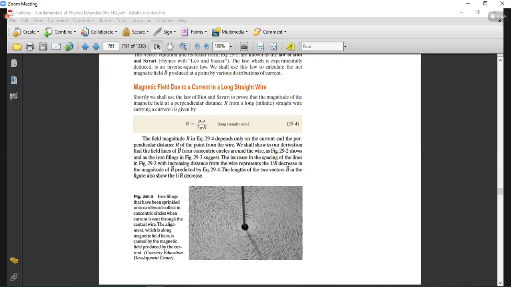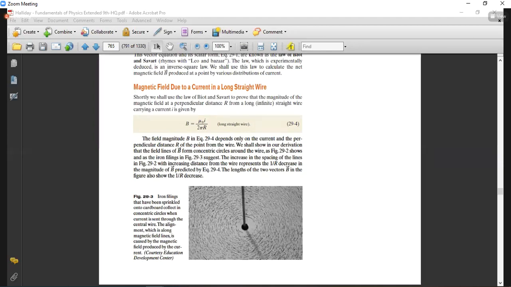Because we know that when current passes through a straight wire, the direction of the magnetic field is circular. We take our thumb in the direction of the current, while the curl of the fingers gives the direction of the magnetic field. So the curl of the fingers shows that the magnetic field is circular around a straight wire. These iron filings have oriented themselves according to the direction of the magnetic field, and they are in the circular form.